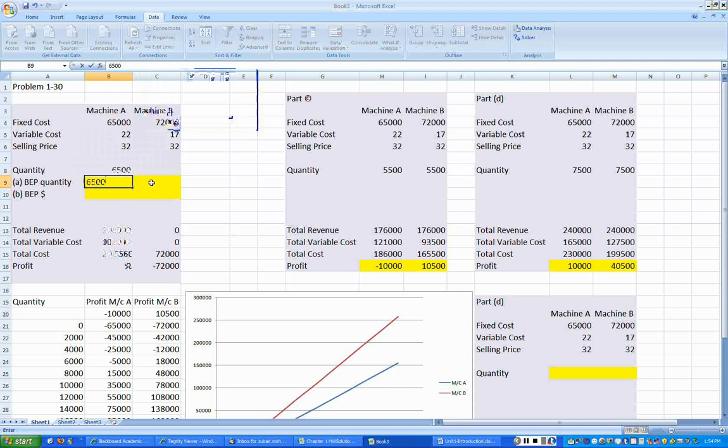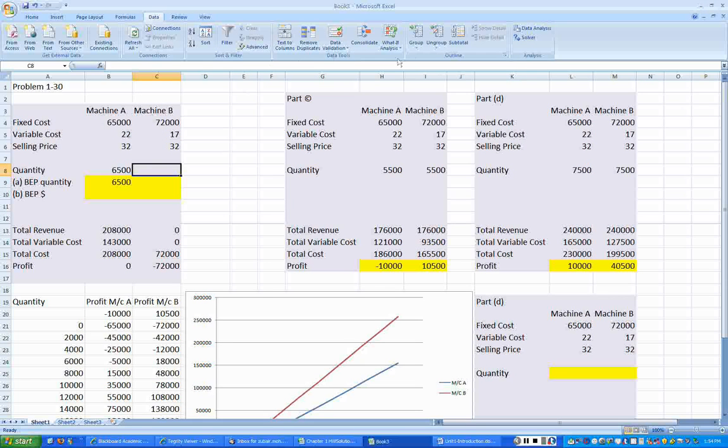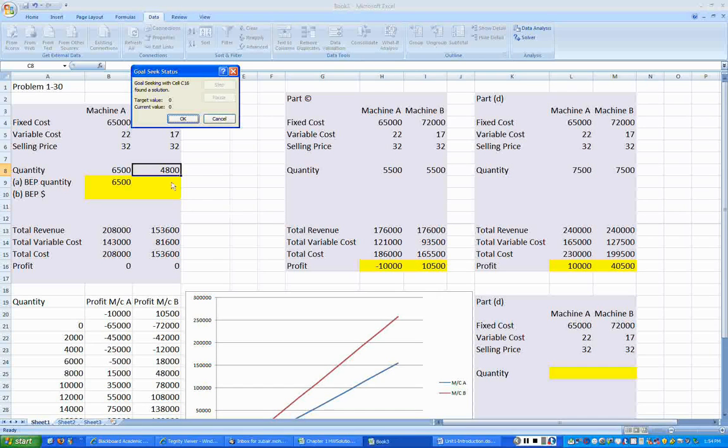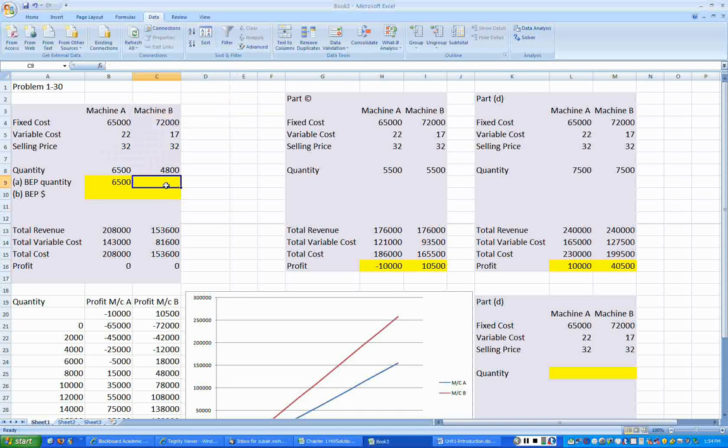Just like that, come here and do the goal seek again for machine B. The target cell is the profit for machine B, and that value is 0. The changing cell is the quantity. What is that quantity that's going to drive the profit to 0? That is 4,800. So let us write that 4,800 here. Now 6,500 is the minimum production level to recover that cost for machine A, and here it is 4,800 to recover that cost.